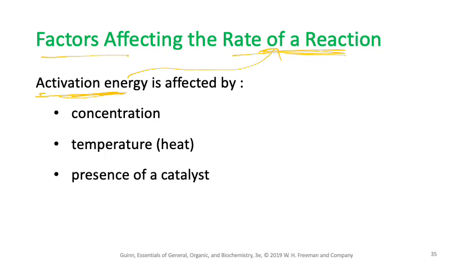There are three factors that might affect the activation energy. One of them is concentration, the second is temperature, which is heat, and the third one is the presence of a catalyst. We're going to talk about each of them separately and try to understand how each affects the activation energy of the chemical reaction. So let's start with concentration first.